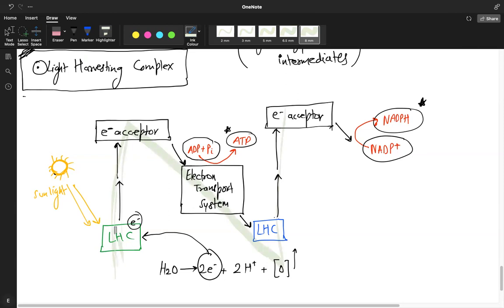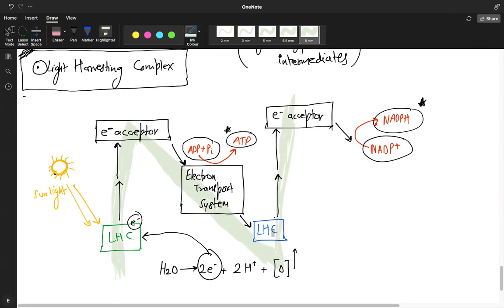If you see, I'm just using this marker, you can say it looks like an N, but it also looks like a Z if we invert it, right? Can you see there is a Z scheme? Yes, sir. So first light harvesting complex accepts the electrons, goes up, then it comes down into electron transport chain.